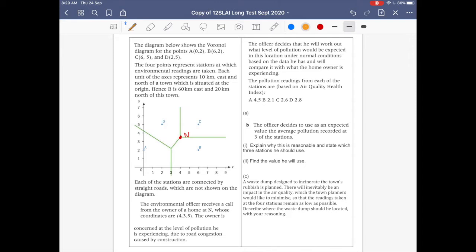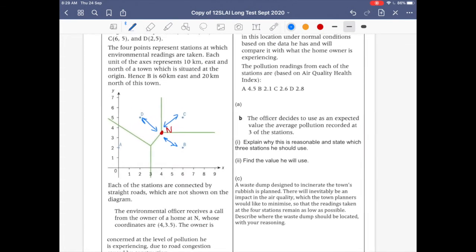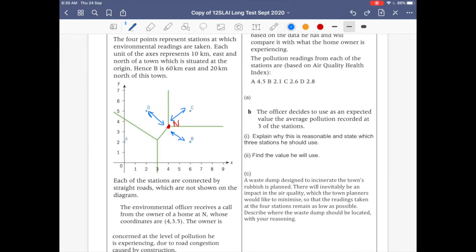So if we're going from N, the 3 closest places are D, C and B, because they're all equal distance to point N. That's how the Voronoi diagram is formed. So it makes sense that we would use B, C and D. So they're the 3 locations that I'll be using, and I need to state the value that he'll use. So you need to have some sort of explanation here for the first part of why they're the stations, and it's because they're the closest, and that's the vertex formed with the Voronoi diagram.